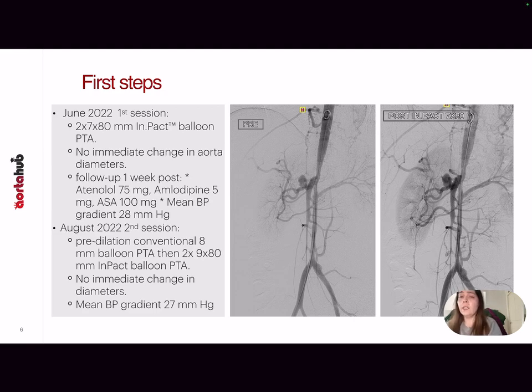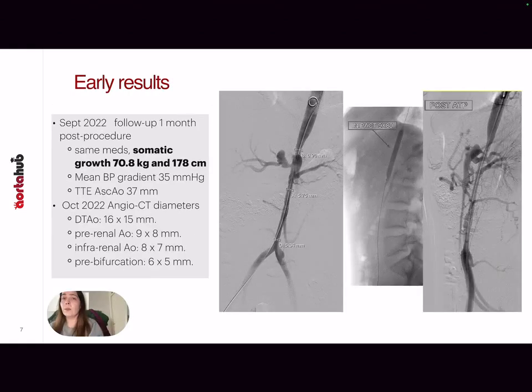As you can see, we decided not to only do this in a stepwise manner, but to increase little by little the size of the balloons that we were using. The mean blood pressure gradient immediately after the second session was 27 millimeters of mercury. We did perform a check angio a month after the first two sessions, and he was found to have more or less the same diameters as he presented previous to the treatment.